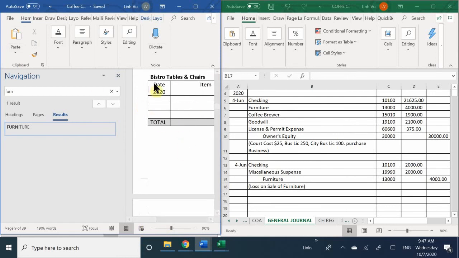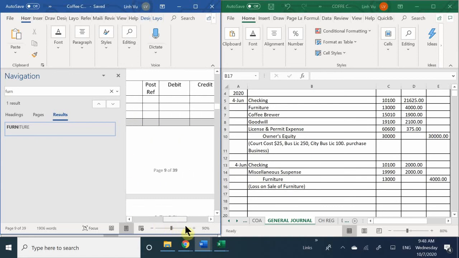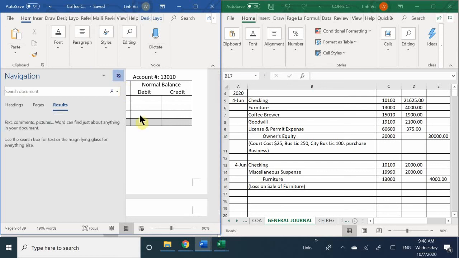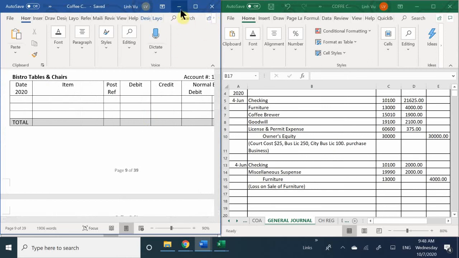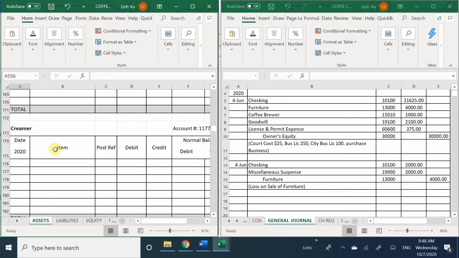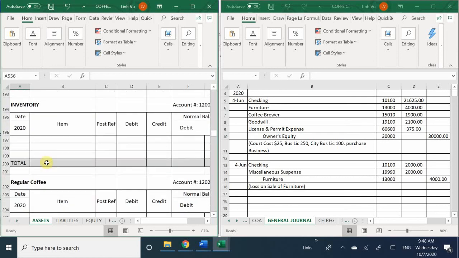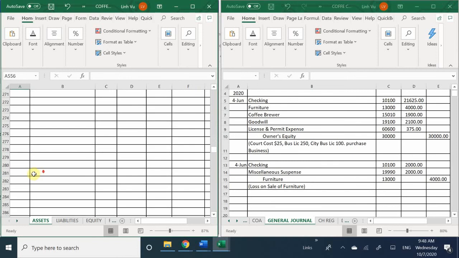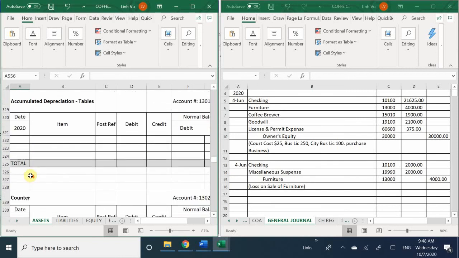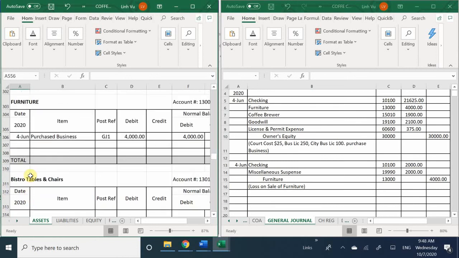Another way that you can utilize the Word document is, again, I've also labeled the account numbers on the side. So if you want to spend the time to just look at the corner of every single one to find out where you are, you may do so as well. Okay. So in this case, I am scrolling up to find my furniture. Inventory. I'm getting close. So here's my coffee mugs inventory. Okay, furniture is right here.